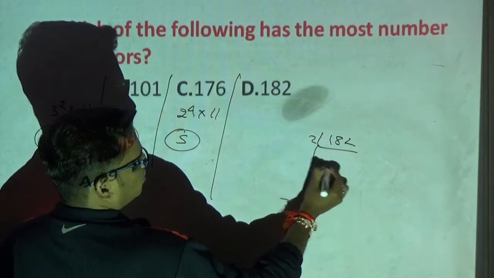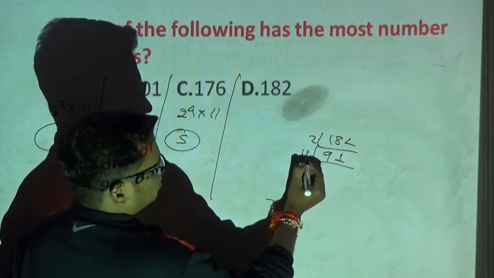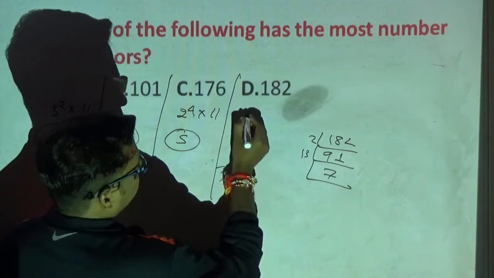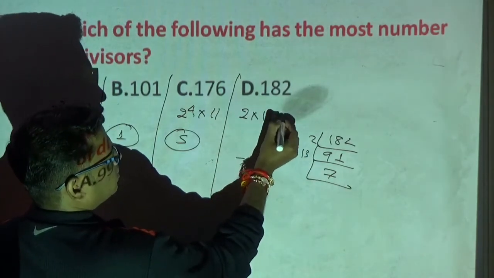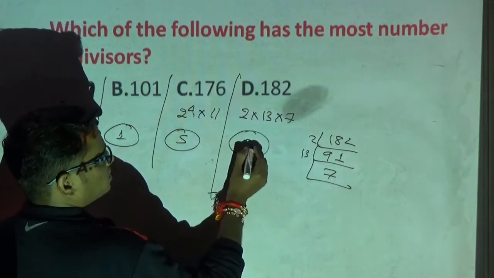Now similarly here, 182: 2 9s is 18, then 13, 13 7s are 91. It's nothing but 2 into 13 into 7. How many divisors? See, these are prime numbers. So how many divisors? There are 3 prime numbers.